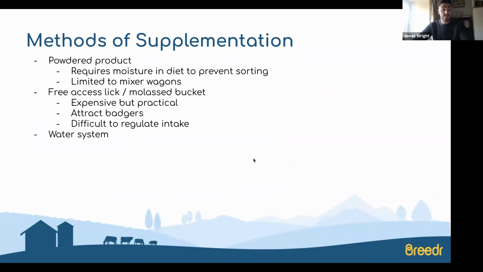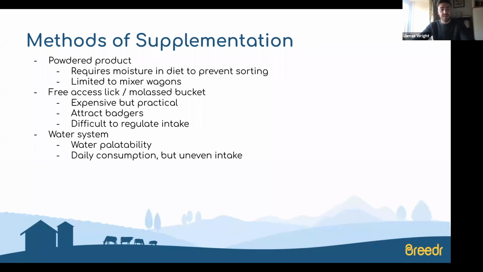There's water systems, so you can mineralize the water. Again, that can impact palatability. I know I've fed the magnesium flakes, put them in the water, which is good. It does the job, but the cows do sometimes turn their nose up to it.